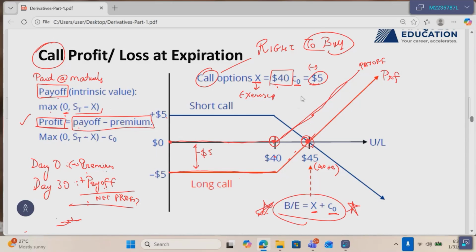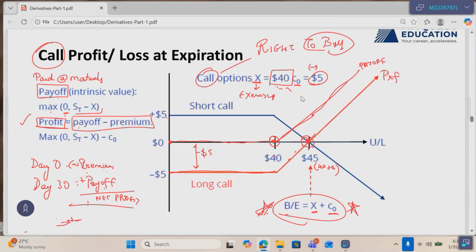This formula is important. The exercise price was 40, and it's proved that only above 45 is it a profit. 45 is the break-even point. So if you have another sum, let us say the exercise price is 60 and the premium is $3, you say fine, 63. Simple. And again I say this for the long.